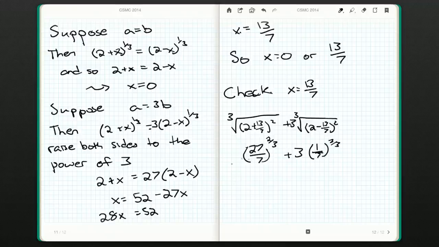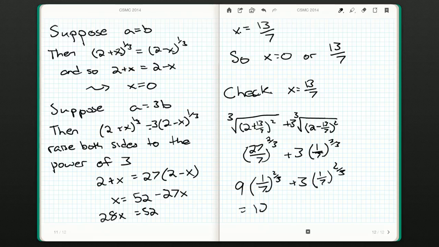Okay. So this 27 comes out. And we'd get 27 to the 2 over 3, so that's 9, times 1 over 7 to the 2 over 3, plus 3 times 1 over 7 to the 2 over 3, so that's 12 times 1 over 7 to the power of 2 over 3. Okay. So that's the left-hand side.